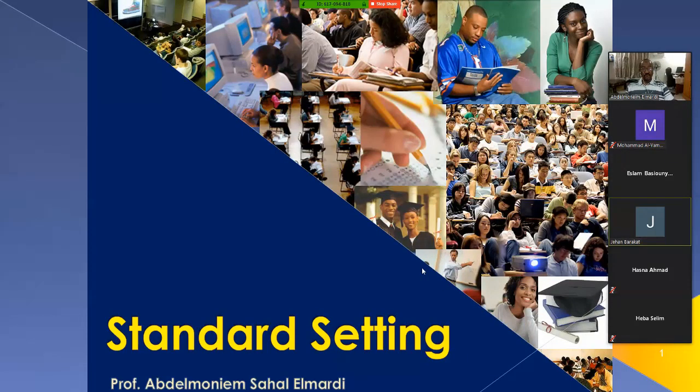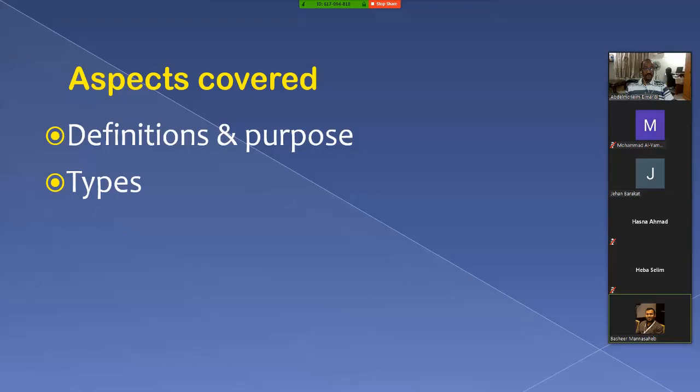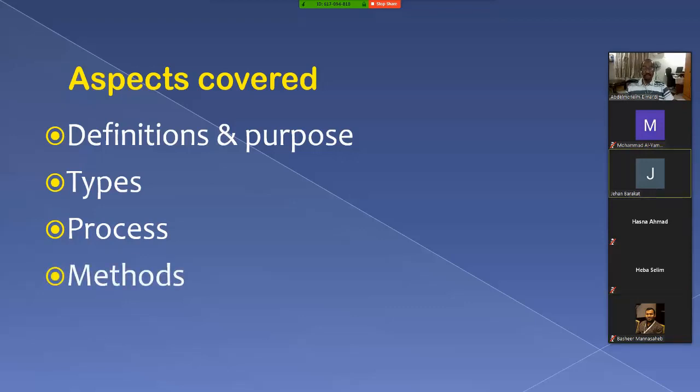and it is going to be divided into four aspects. First, we will start with some definitions and the purpose of standard setting. Then we are going to discuss the types of standard setting. Then how it is done, the process of standard setting, and there are certain methods which are applied. These four aspects, we will go through one by one in the form of a discussion. So let us start with the definitions.